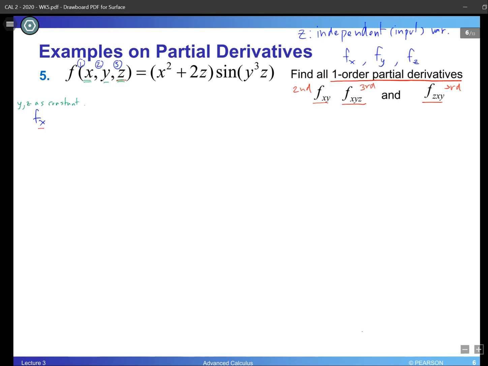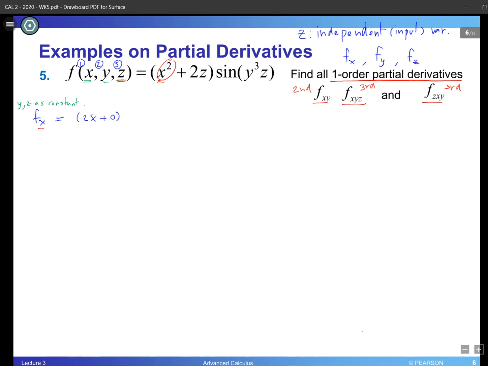Alright, so all I need to do here is to look for x inside this function, and I see only 1 right here and nothing inside this sine, so that's good, which means that I can just diff this x squared right here, and then I get this 2x out of that. I diff 2z with respect to x, I get 0.